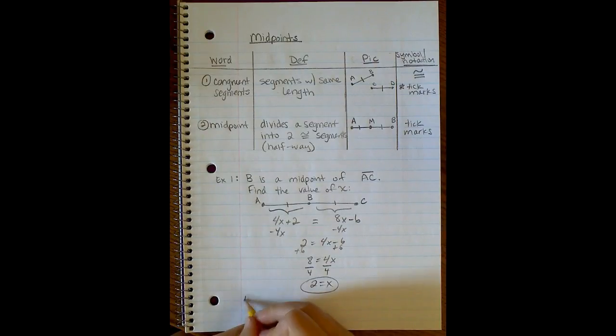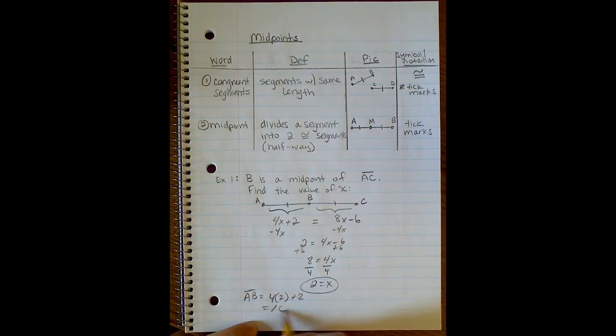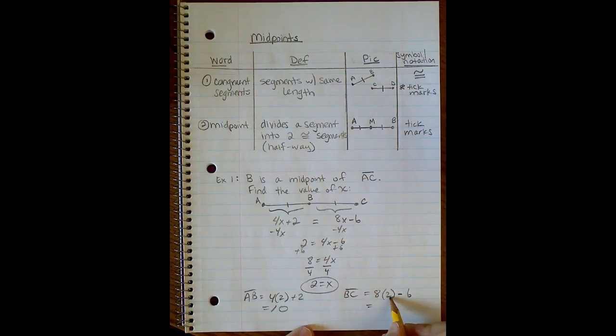So I'm going to check AB, which was 4 times 2 plus 2, so that's 8. 8 plus 2 gives me 10. I'm going to check BC, which was 8 times 2 minus 6. 8 times 2 is 16, minus 6 is also 10. Since these are the same, we did that correctly.